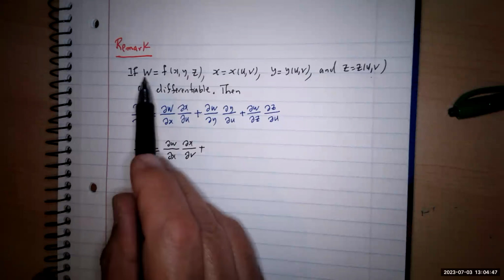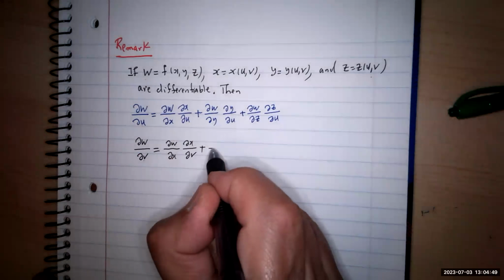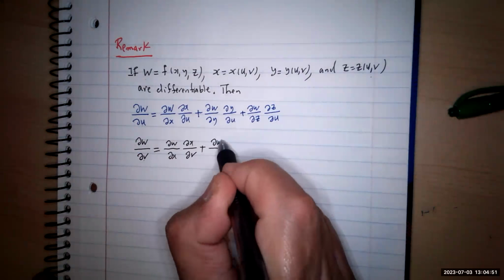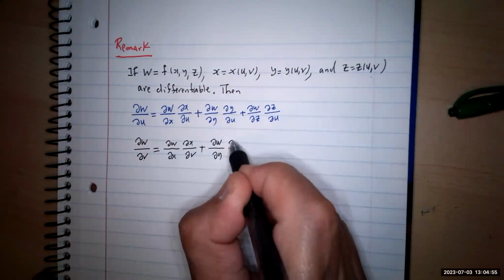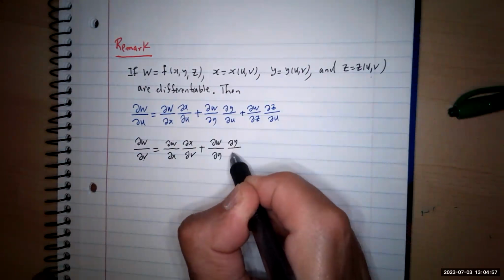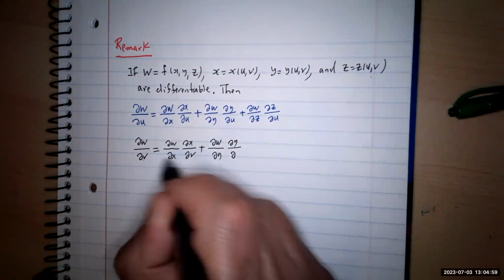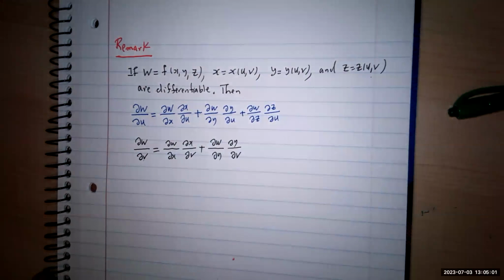We continue. w is a function of y, so it's going to be ∂w/∂y. y is a function of v, so it's going to be ∂y/∂v. That's the y.